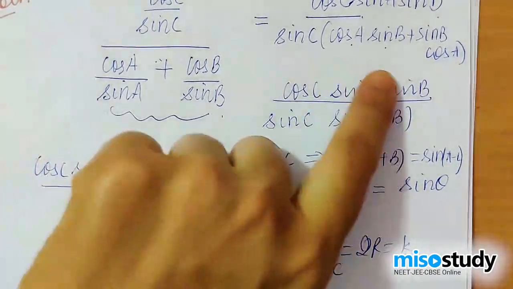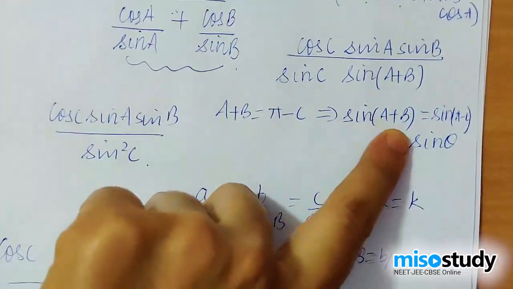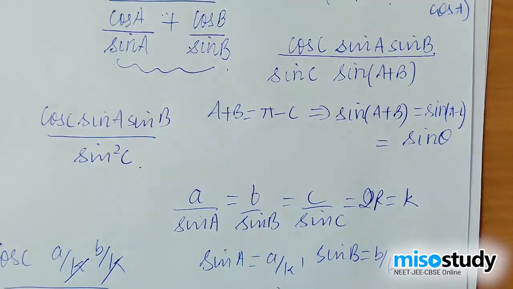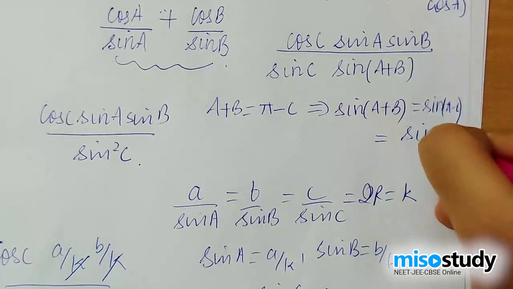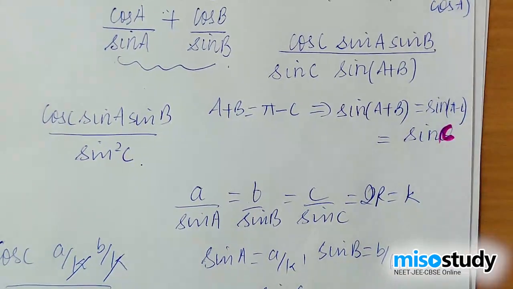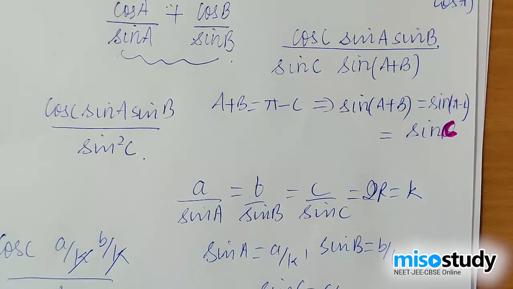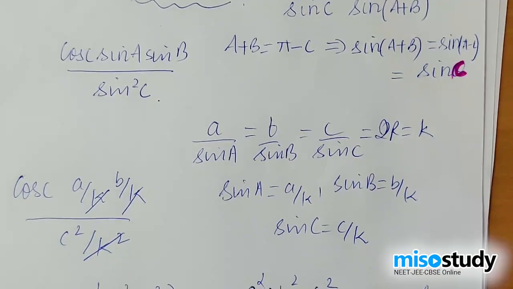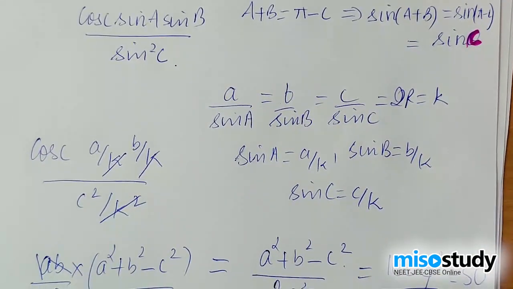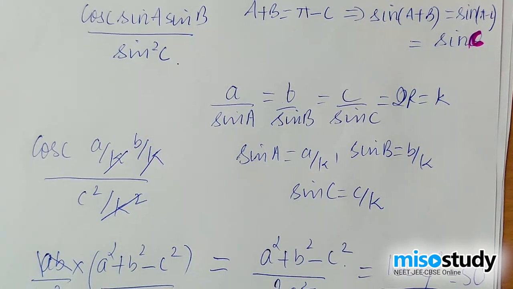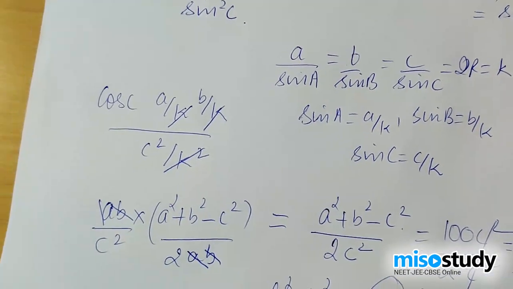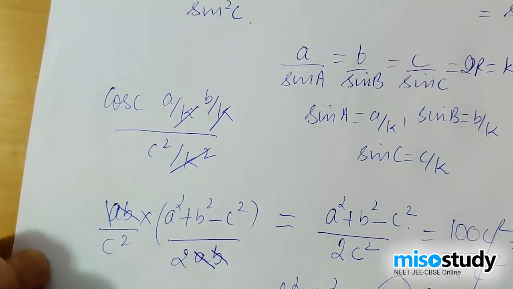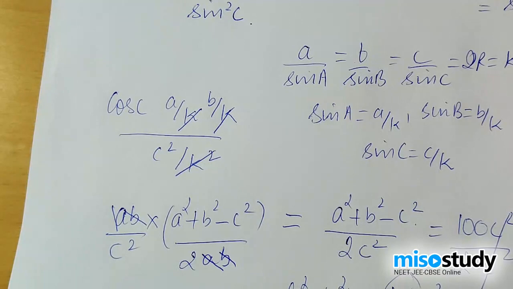Over here I'm using sine of a plus b, then I'm writing a plus b as pi minus c, because sine 180 minus theta is sine theta. So this is not theta, this is c. I made a mistake while doing this. So this is sine c, and then, applying the sine formula, I have a upon sine a equal to k. So sine a is nothing but a by k, b by k, and c by k respectively.